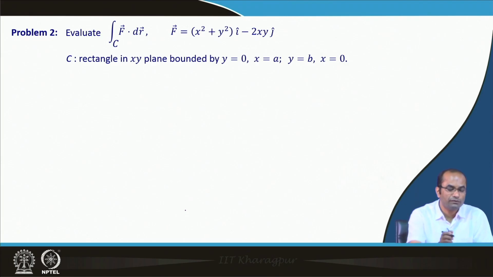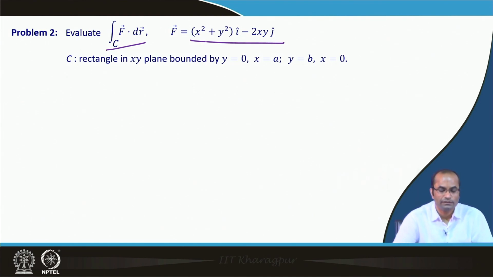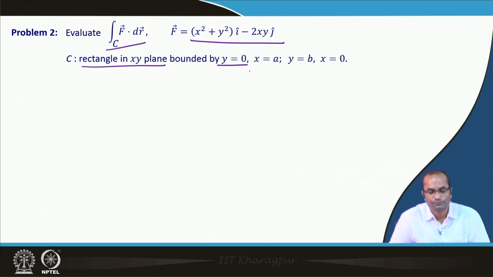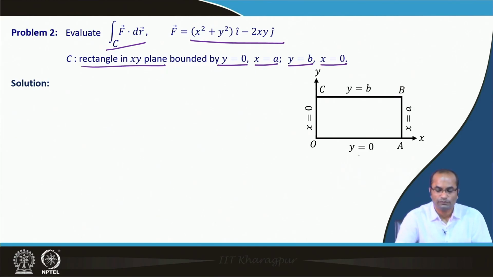So, the second problem where we compute again this line integral F dot dr, where F is given as this function: x square plus y square is the first component, the second component is minus 2xy. In this case the curve C is the rectangle in the xy plane, which is bounded by y equal to 0, x equal to a, y equal to b, and x equal to 0. So, we can draw this easily: y equal to 0, this is the line, and then we have x equal to a, this is the line here, and then we have y equal to b line, and then x equal to 0 line.